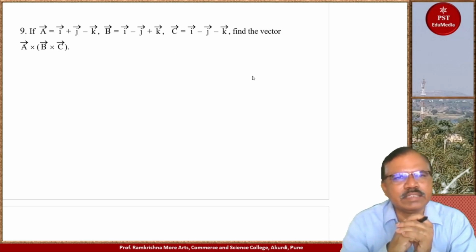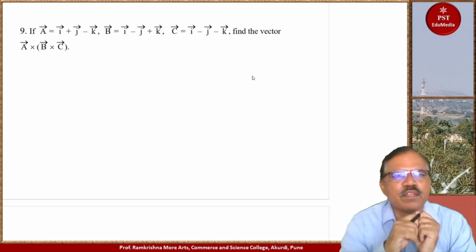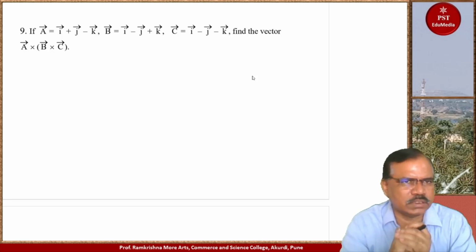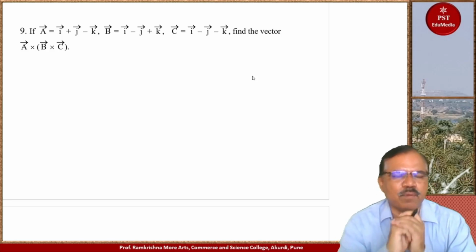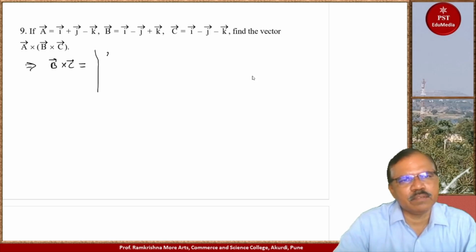Next one. If A is equal to i plus j minus k, B is equal to i minus j plus k, C is equal to i minus j minus k, find vector A cross B cross C. Vector triple product. So first we will find B cross C. We will find it by the determinant method, i, j, k.